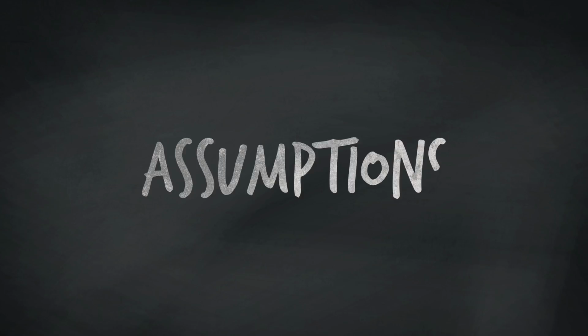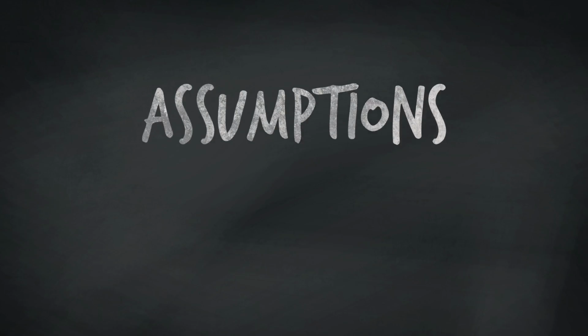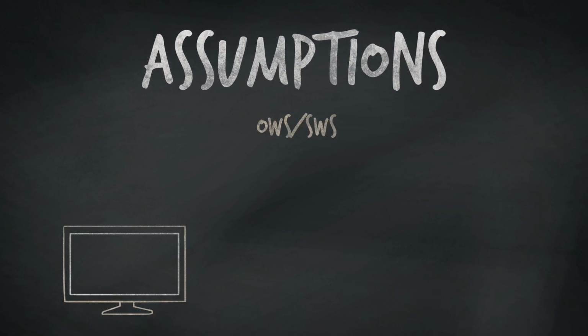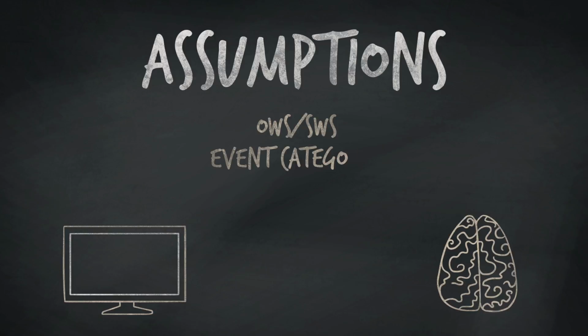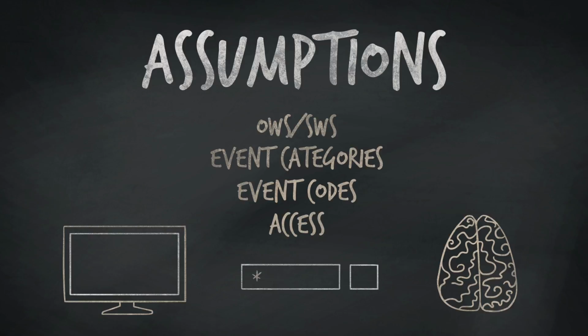For this tutorial, we make the following assumptions. You are familiar with Manitou's operator and supervisor workstations. You have a basic understanding of the event categories and event codes found within the supervisor workstation. You have permission to access the elements of disaster mode, including the supervisor workstation, event categories and event codes, the disaster mode from within the operator workstation, and the operator cancel function from the alarm queue within the operator workstation.